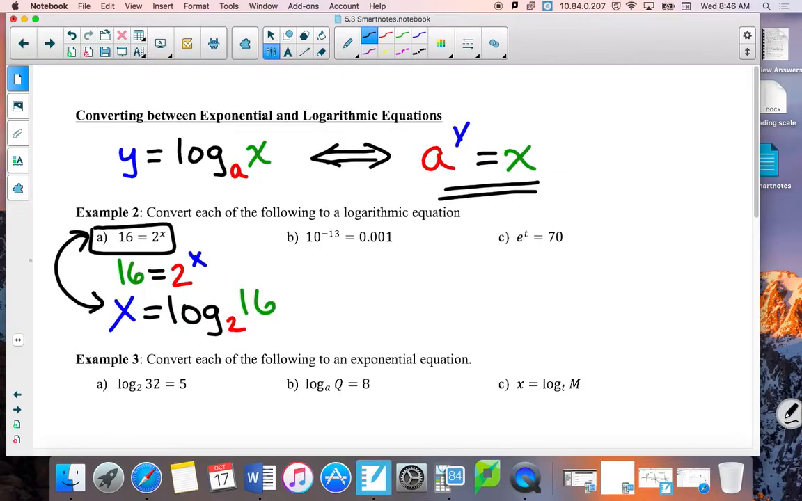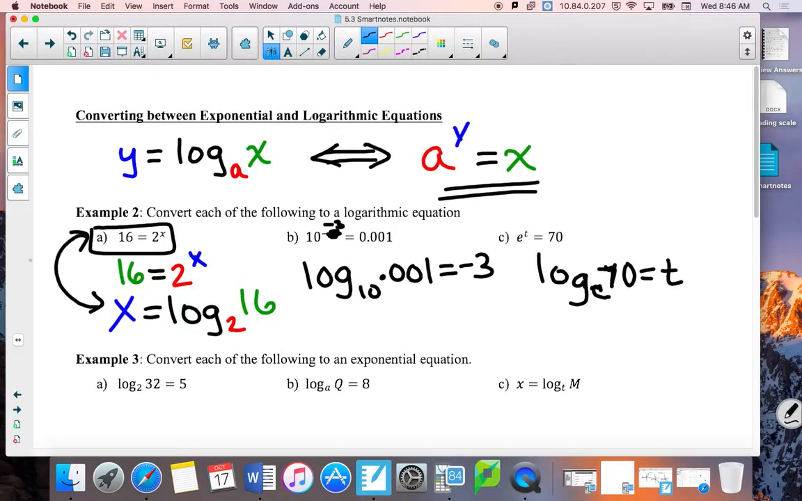On this second example, this should be 10 raised to the negative third power, not negative 13, so just change that for me. When we're writing this in terms of a log, this is going to become log base 10 of 0.001 equals negative 3. And then on this last one, log base e of 70 equals t. So really just following that pattern between logs and exponentials.